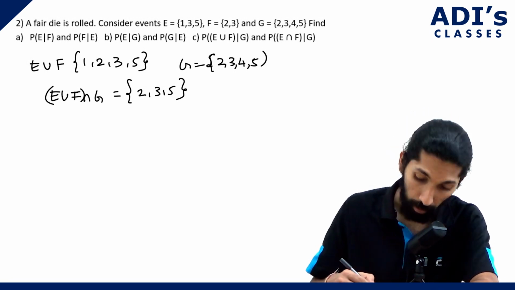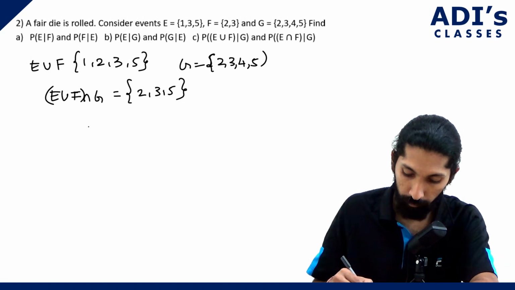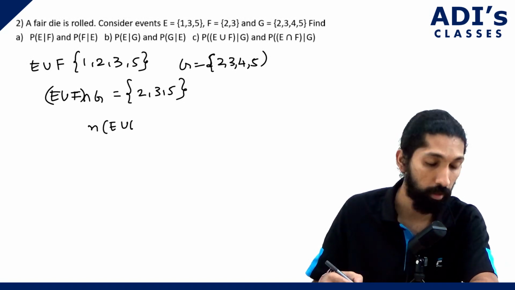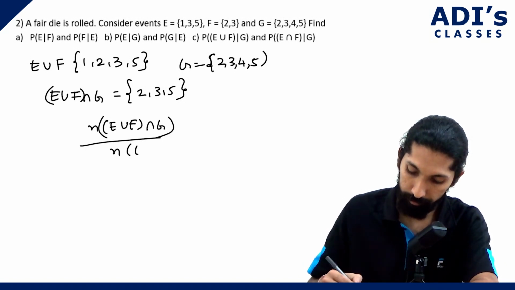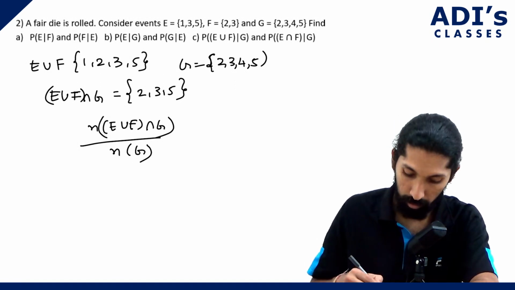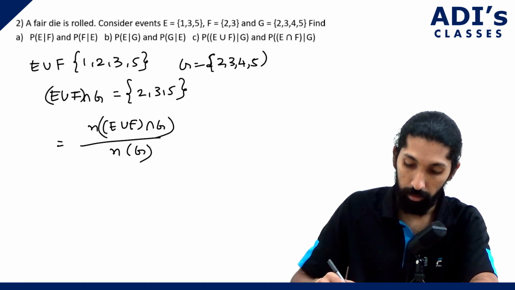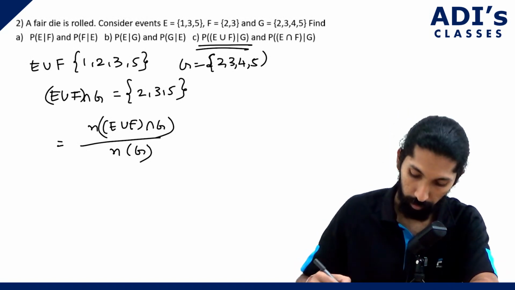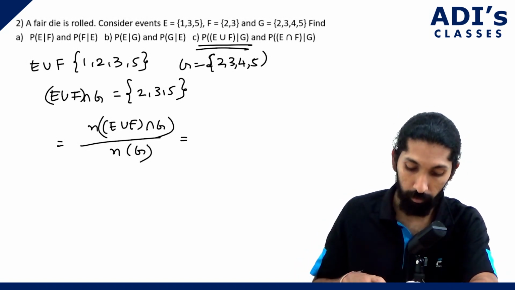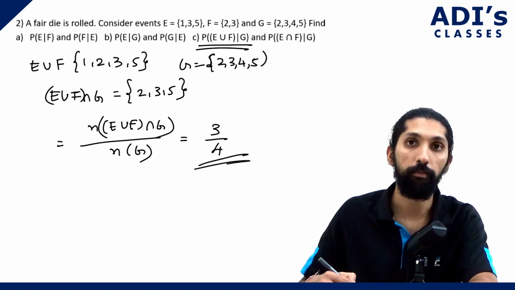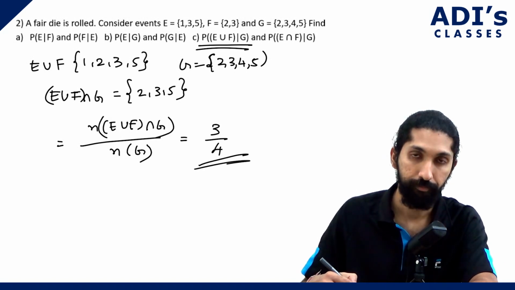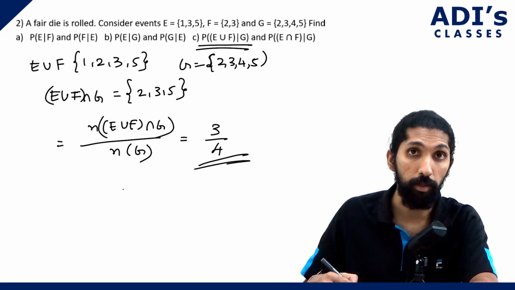Correct. Now we'll do the math. That is n of E union F intersection G divided by n of G. Correct. So this is going to give us this part of the question: n of E union F intersection G is 3 by 4. So the answer is 3 by 4. Fair enough. Let's do the next one.